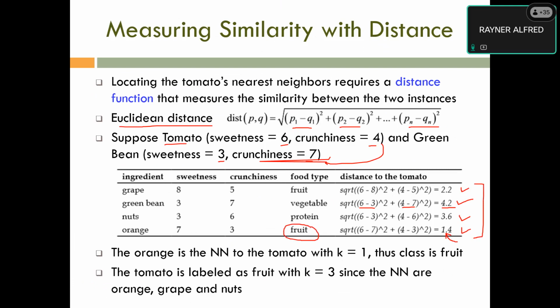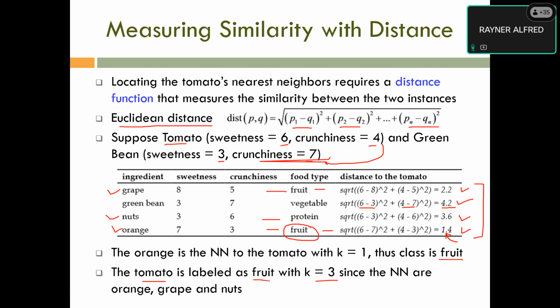Okay. But if we are saying k equal to 3, that means we are looking at the 3 nearest neighbors. So we are looking at these 3 ingredients, and we look at the label here. We look at the majority. So the majority is fruits. So we will assign fruits as the label to the tomato here. Notice that k equal to 1 will give you fruits. k equal to 3 will also give you fruits.